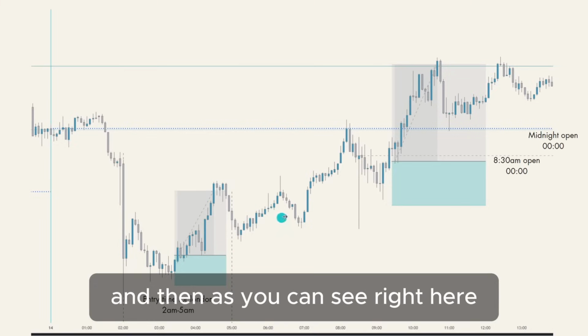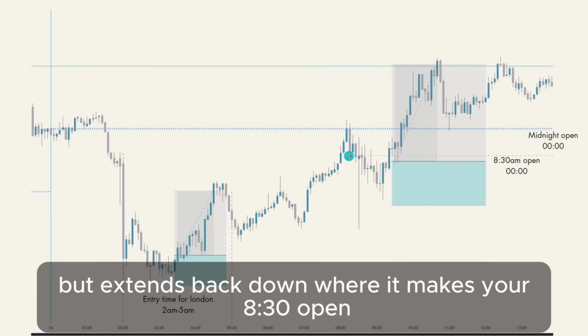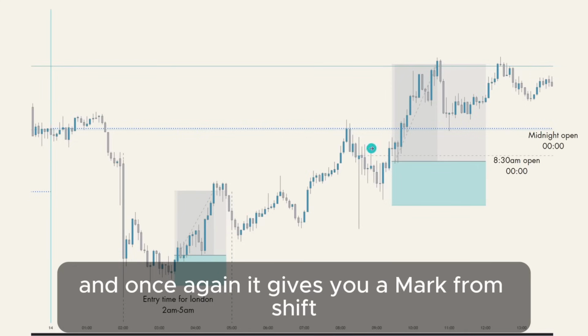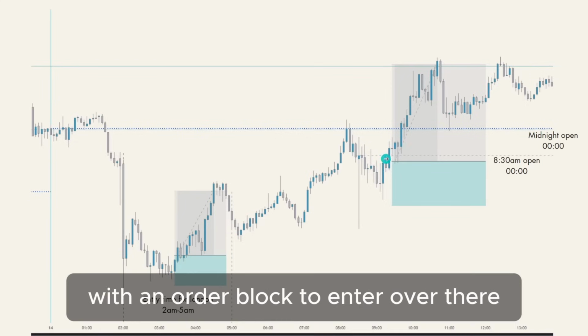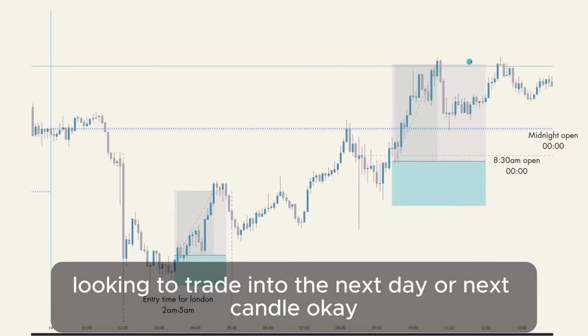And then as you can see right here, price comes back and reacts off the midnight open, but extends back down where it makes your 8:30 open. Once again, price dips below this area, and once again, it gives you a market structure shift with an order block entry right over there, and the new target looking to trade into the next day or next candle.